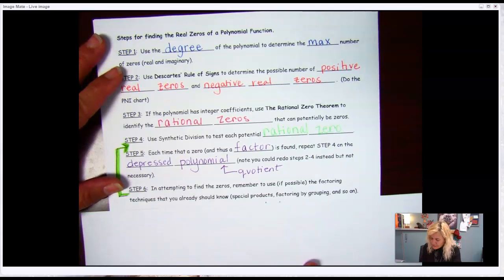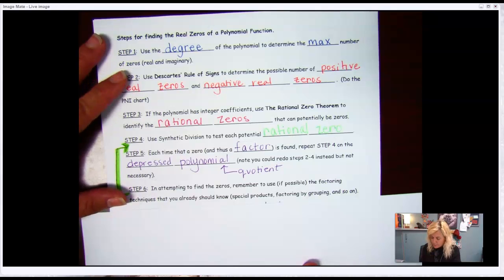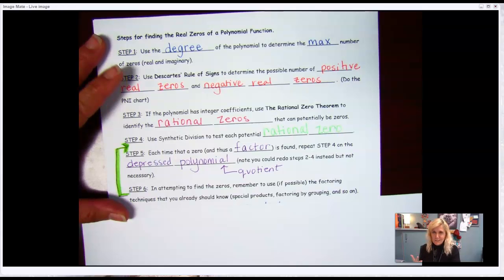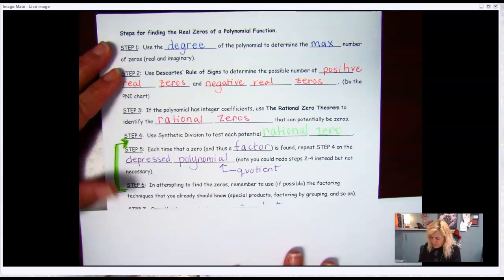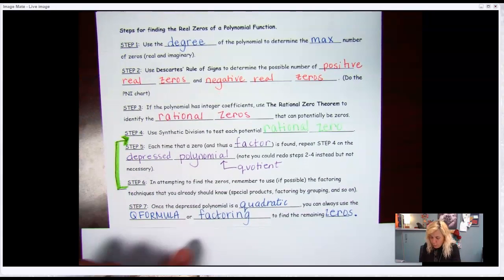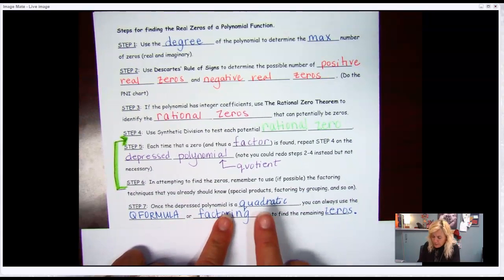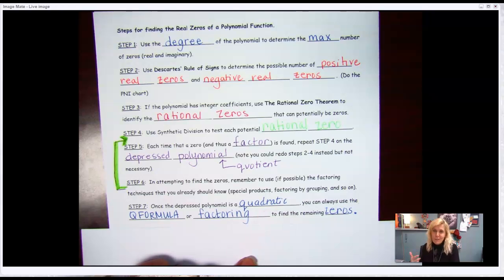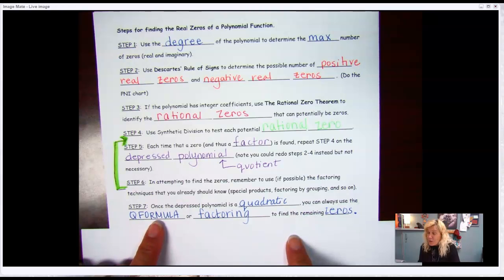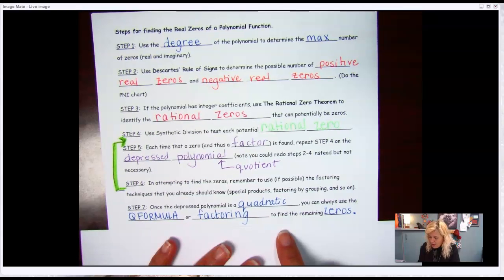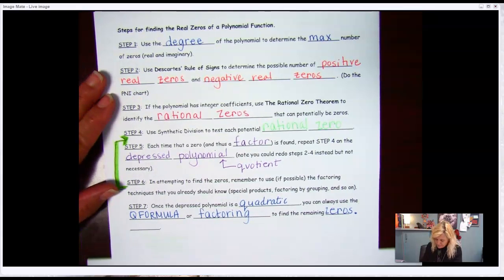Step 6, in attempting to find the zeros, remember to use, if possible, the factoring techniques, which is what I just talked about. Special products, perfect squares, difference of squares, factoring by grouping, that's going to be a big one here in just a few minutes. On number 7, once you reach a depressed polynomial that is a quadratic, in other words, once you factor down and you get to a power of 2, if you cannot factor it, you're going to have to do the quadratic formula or complete the square to find the remaining zeros.